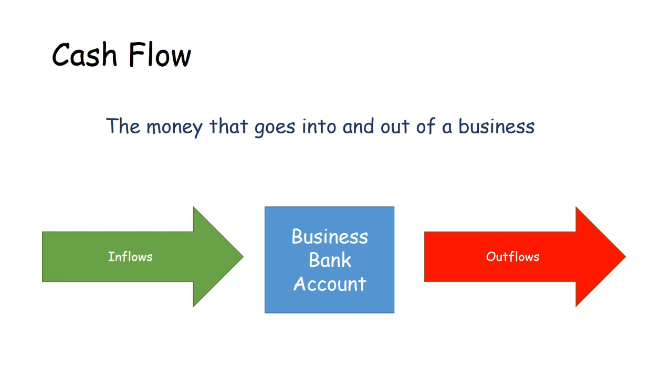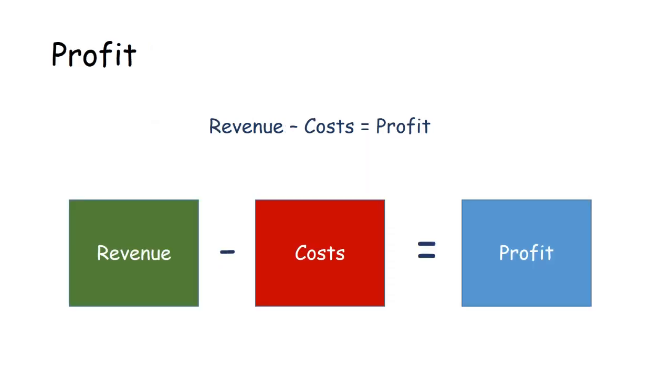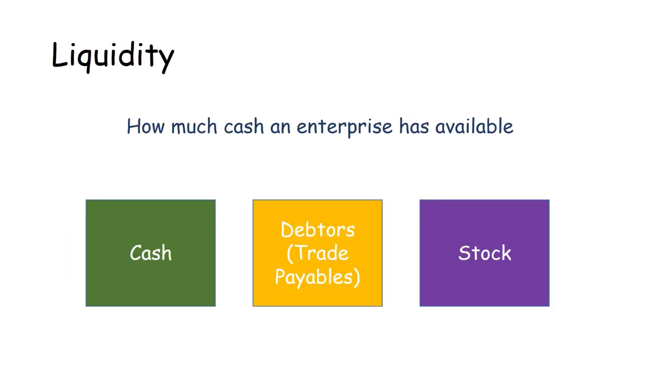So what is cash flow? Cash flow is the money that goes into and out of a business. Typically we have inflows and we have outflows. And profit is calculated by doing revenue minus costs. There you can see a distinct difference between the two terms. Now that brings us to this term, liquidity.